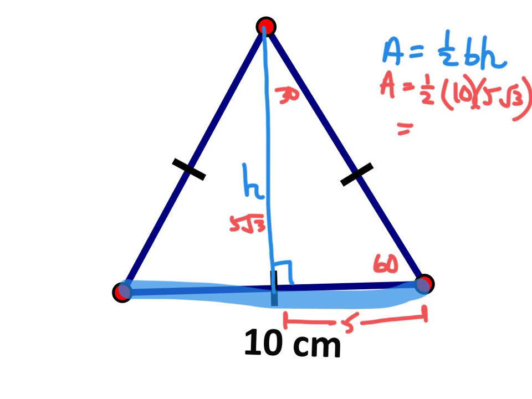So multiplying that together, half of 10 is 5. 5 times 5 is 25. So 25 radical 3, and that's in square centimeters.